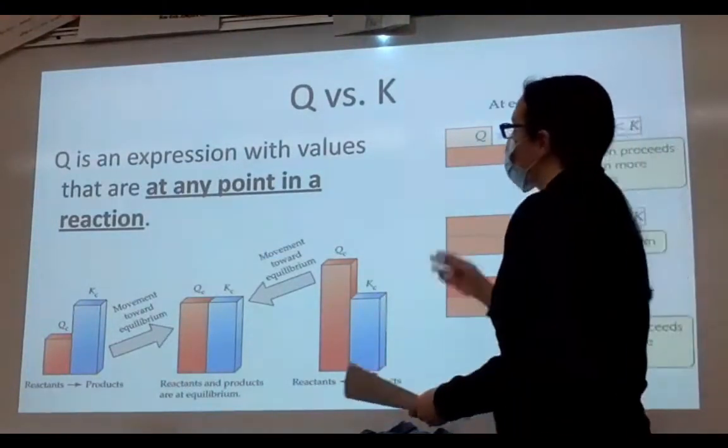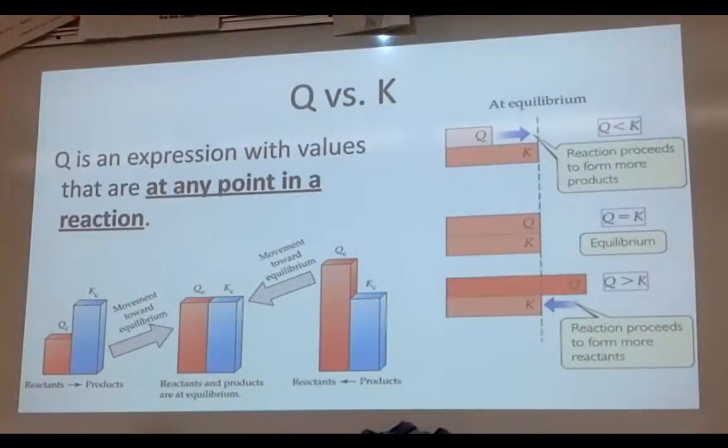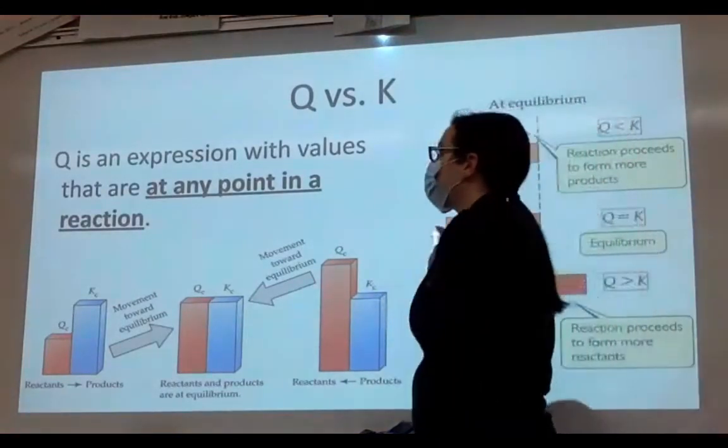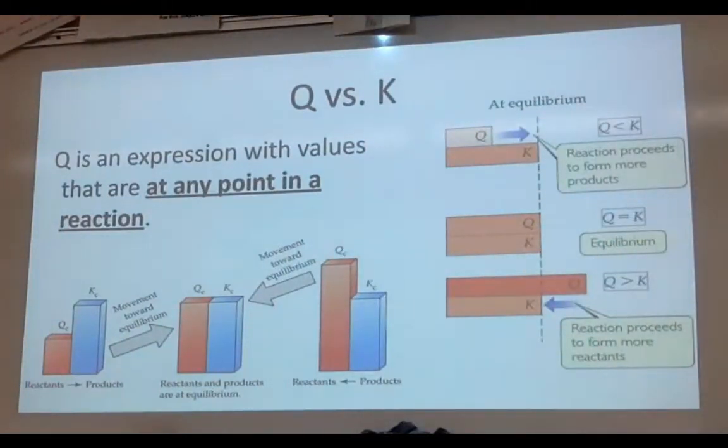So Q is called the reaction quotient. Q can be Qc or Qp, just like K. It's calculated the exact same way. But Q is calculated with values that are at any point in a reaction. If you don't know if it's at equilibrium, you're calculating Q.